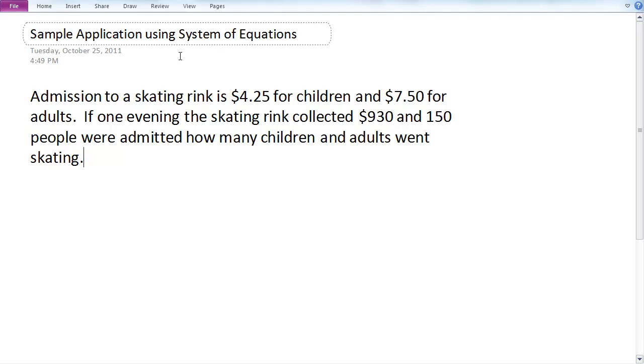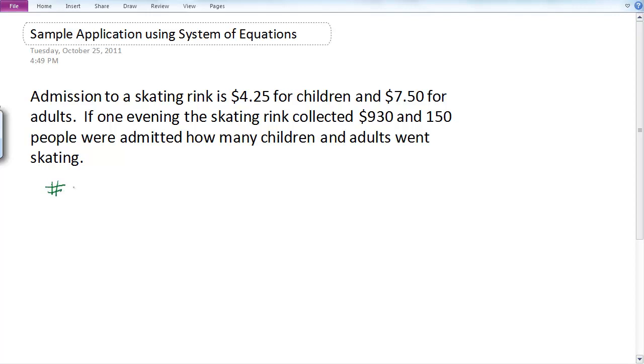So in this case, if we have $4.25 times the number of children tickets or children admission, we would know how much money they took in just for children going skating. So on all these equations, we're going to set two things here. I'm going to go ahead and set up a chart. And the first thing I'm going to deal with is that I'm going to have to assign X and Y to certain pieces of information. So we're going to start out with X.